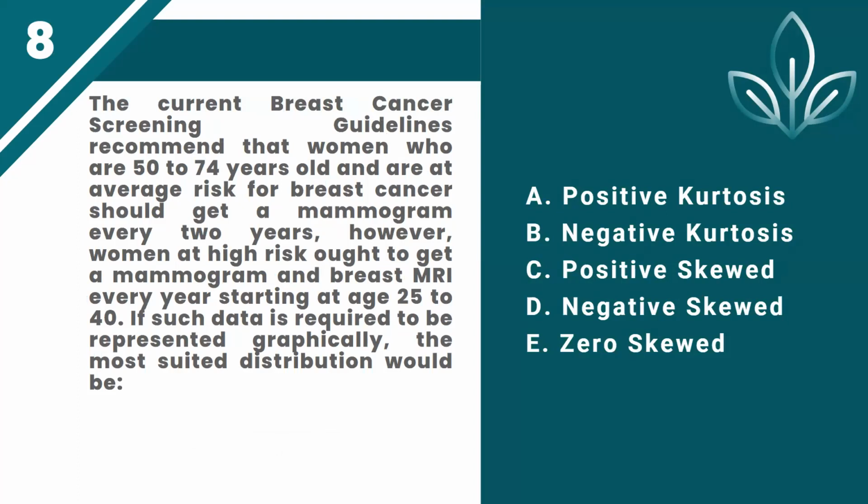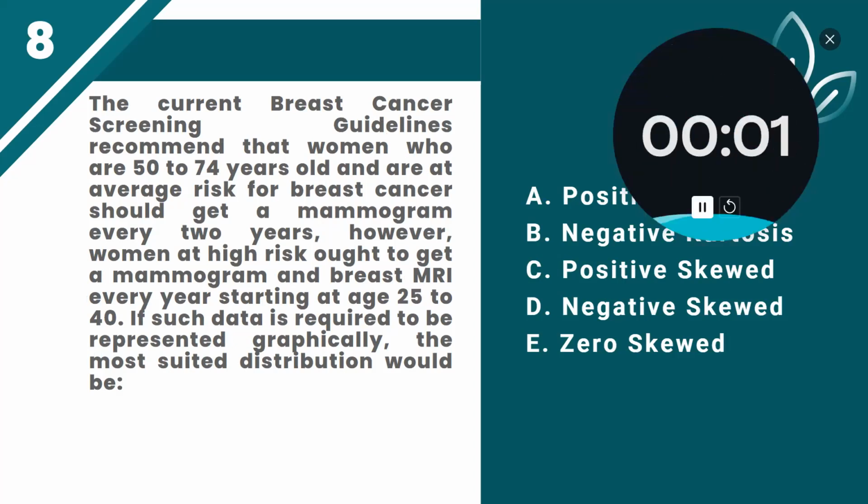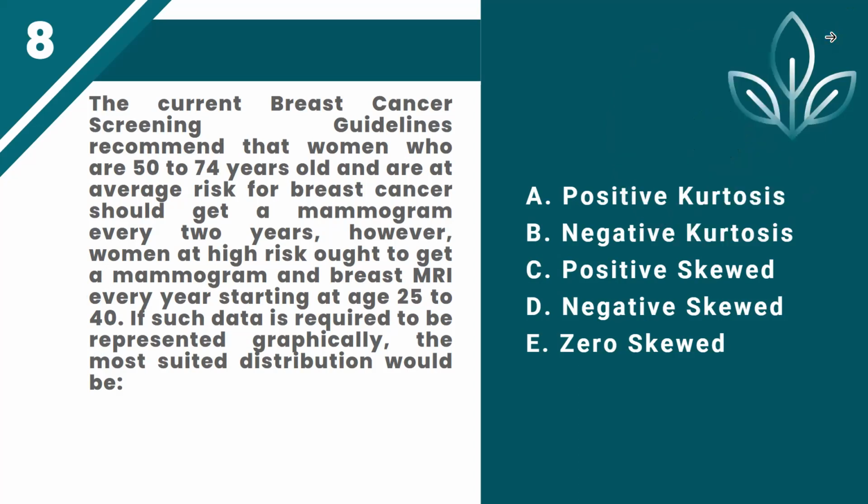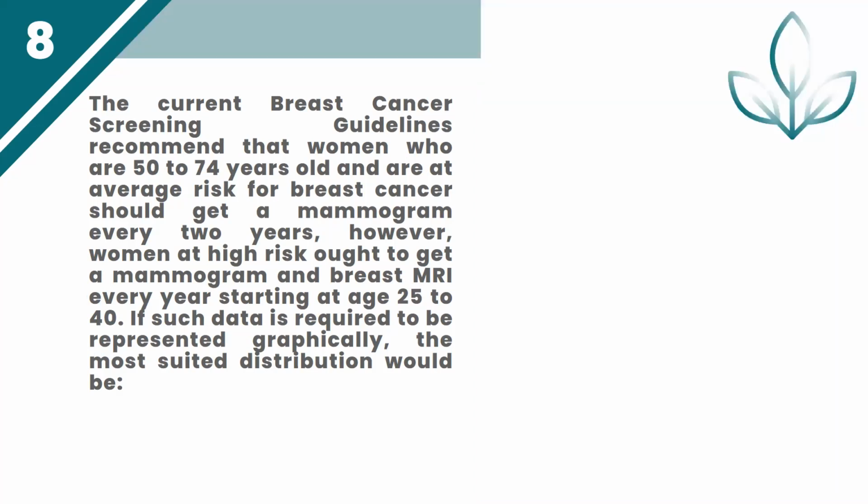The current breast cancer screening guidelines recommend that women who are 50 to 74 years old and are at average risk for breast cancer should get a mammogram every 2 years. However, women at high risk ought to get a mammogram and breast MRI every year starting at the age of 25 to 40. If such data is required to be represented graphically, the most suited distribution would be: A, positive kurtosis; B, negative kurtosis; C, positive skewed; D, negative skewed; and E, zero skewed. The answer is negative skewed because the tail is towards the lower age bracket from 25 to 40.